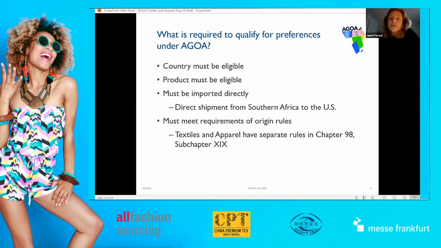This is what is required to qualify. The country itself must be eligible. The product must be eligible. The product must be imported directly from sub-Saharan Africa to the US, and it must meet the requirements of the origin rules, which are found in Chapter 98, Subchapter 19. And I'll get into that a little bit later.